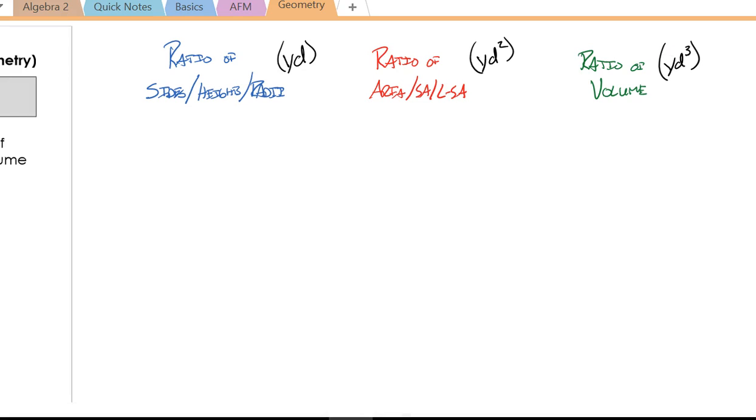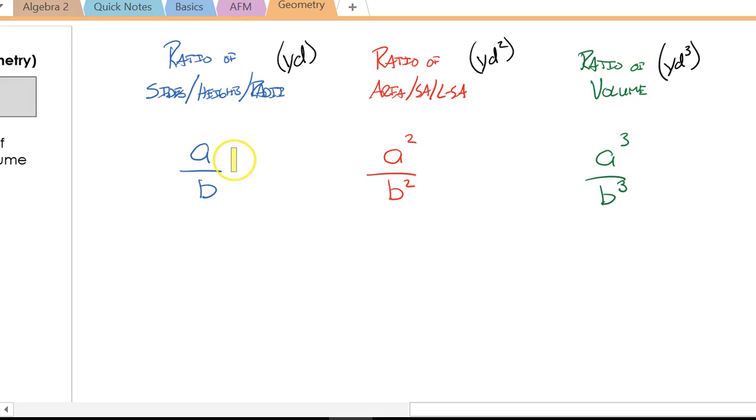So the way we had set this up was, if I gave you a ratio of side lengths or heights or radii of A over B, well, it made sense then that the ratio of the areas was A squared over B squared. Yards became yards squared, then A over B became A squared over B squared. Going one step further, if we went to volume, we would have A cubed over B cubed. Just as yards went to yards cubed, A over B went to A cubed over B cubed.